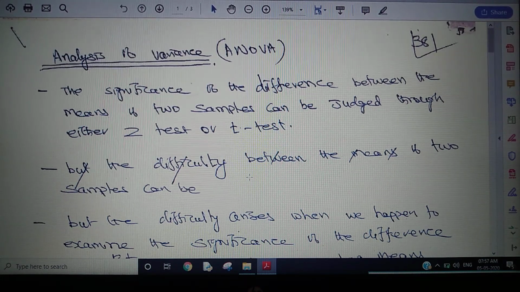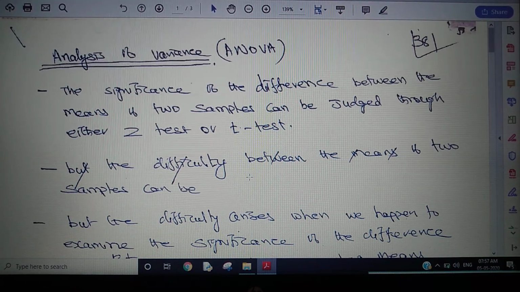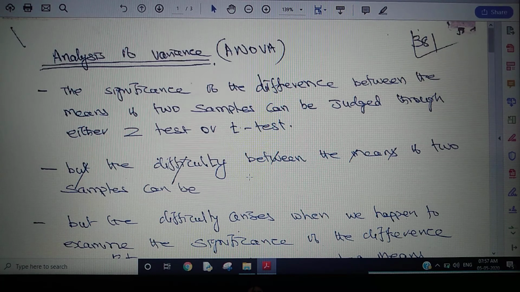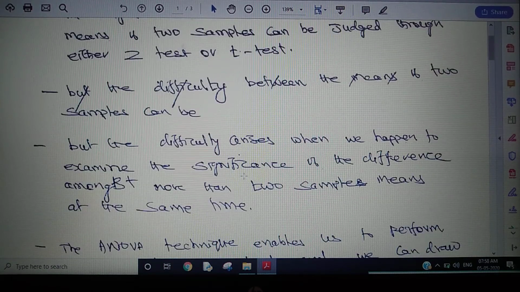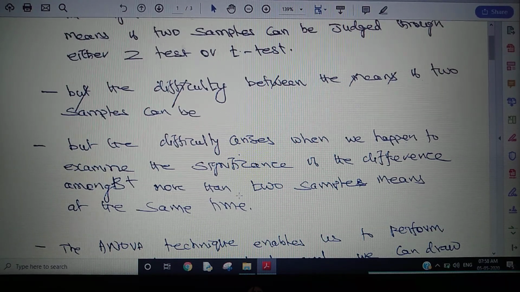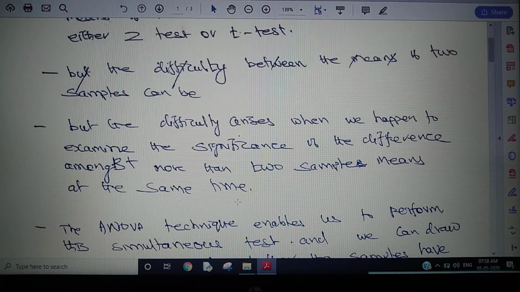We do that through the z-test or t-test. I think you worked out the z-test and t-test in your statistics paper in mathematics in the first semester. But the difficulty arises when we have to examine the significance of the difference among more than two sample means at the same time.